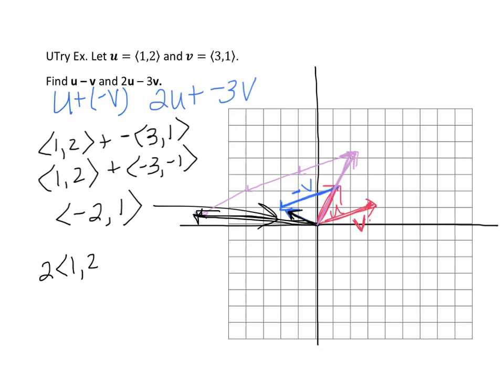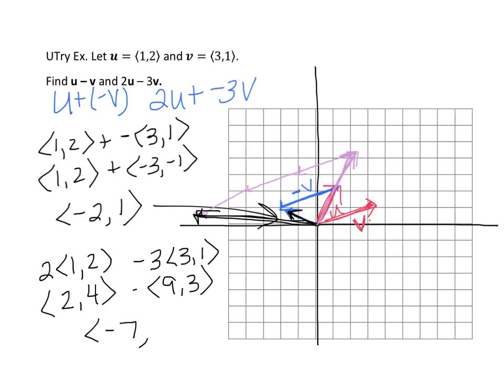2u minus 3v. So that's going to be 2, 4 minus 9, 3, which is going to be negative 7, 1. I'd say that's pretty reasonable.